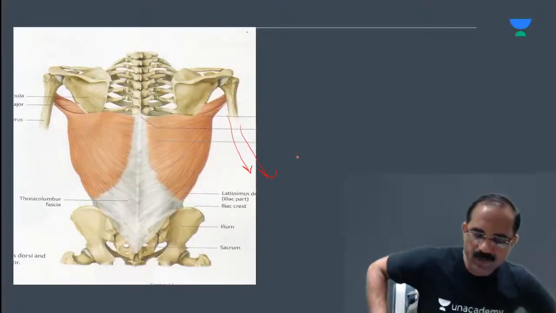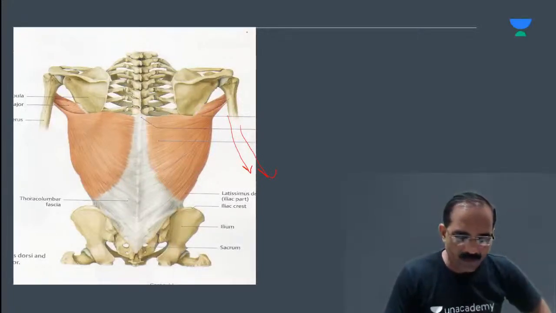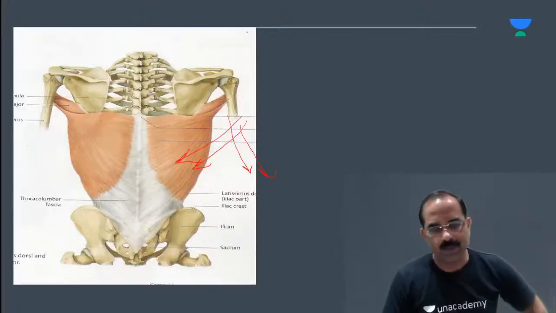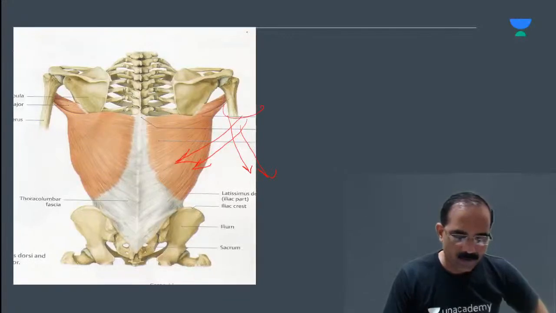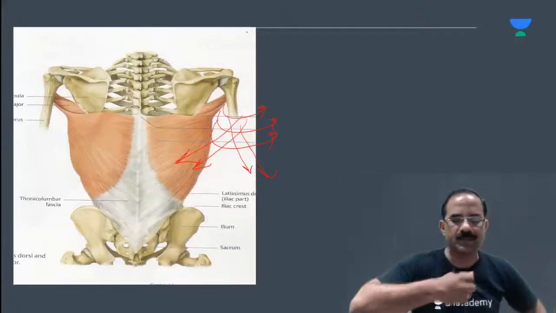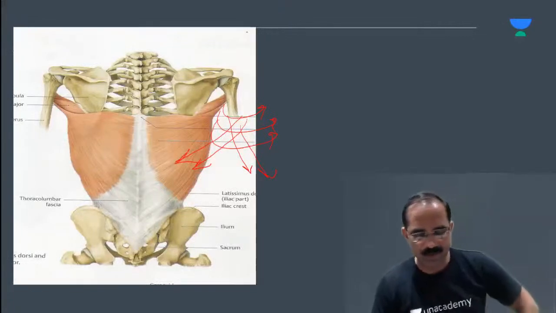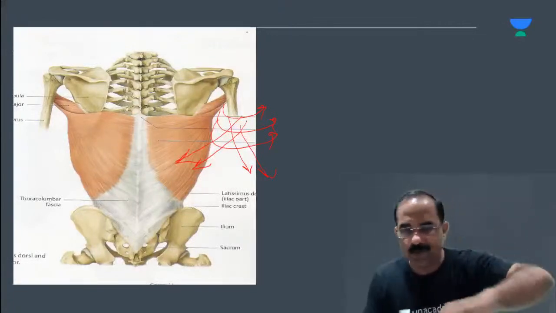What is this action? Extension. When it contracts, it will take the arm towards the body. What is that going to be? Adduction. And when it contracts, it will also turn the humerus inwards, like this. What is that? Medial rotation. Okay.